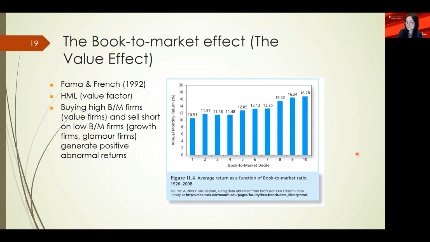Any question? Okay, so this is the second piece of evidence showing that public information contained in valuation ratios, such as book equity to market equity, can help predict future abnormal returns. Again, this is evidence against the semi-strong form EMH.